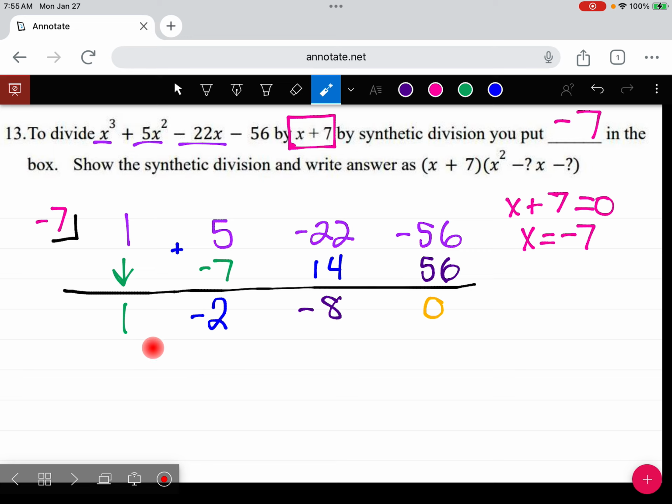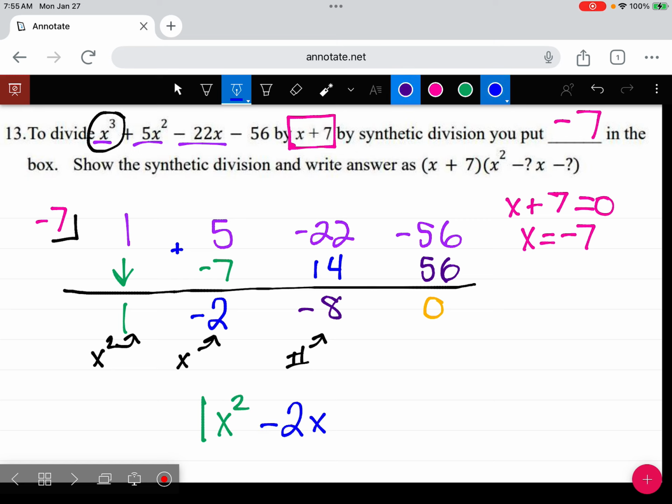How do I write this with its letters back? My 1 is going to have what term with it? X squared. How do we know it's an x squared? It goes down 1 degree. This was an x cubed, so now my first term is going to be an x squared. It goes down by 1. And so my next term is going to be an x, and then this guy is just a number. So as a polynomial, we have this as our 1x squared minus 2x minus 8.